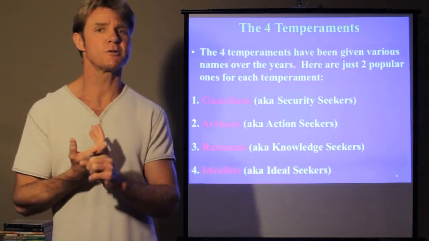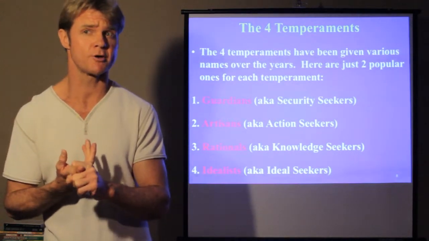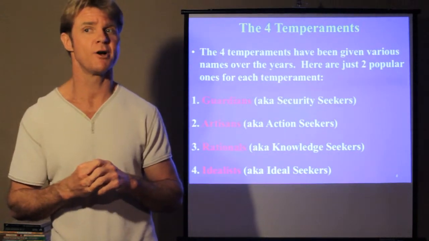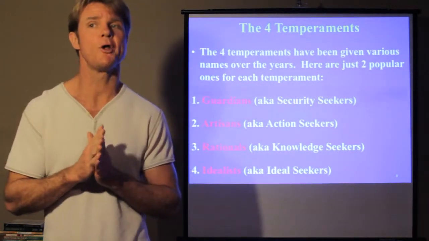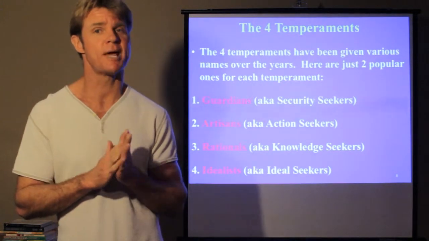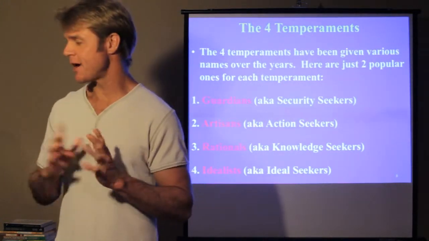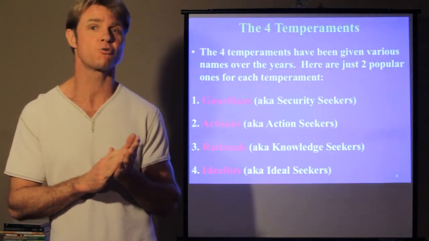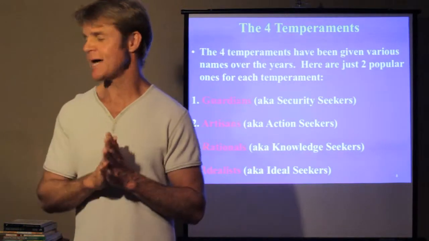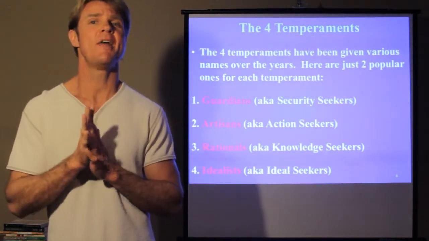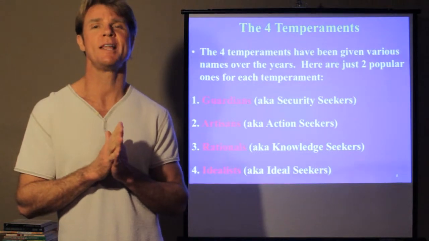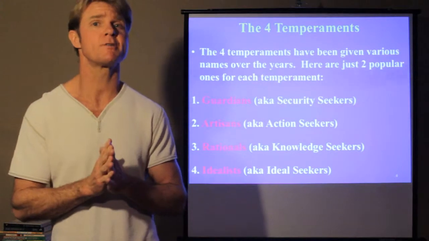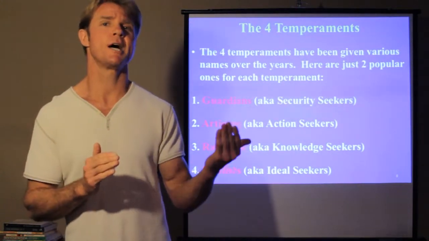But guardians are also sometimes called security seekers, and there's even a color code for them, and they would be the golds in the color code. And then the artisans are also called action seekers. In the color system, they would be orange. And the rationals are also known as knowledge seekers, and in the color system, they would be green. And then the last one are the idealists, and they're also called ideal seekers, and their color would be blue. So sometimes you may hear of the true color system, and so they will use those colors instead.